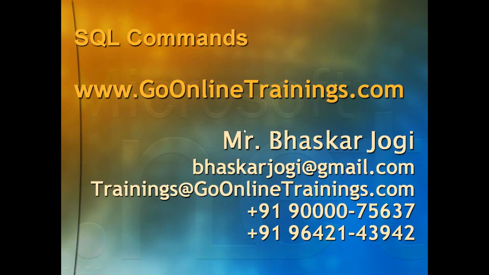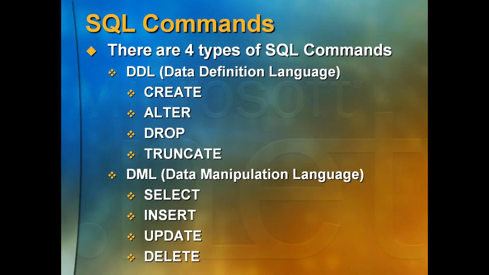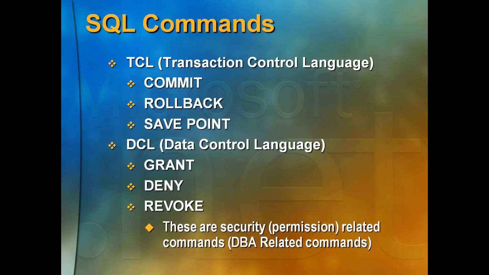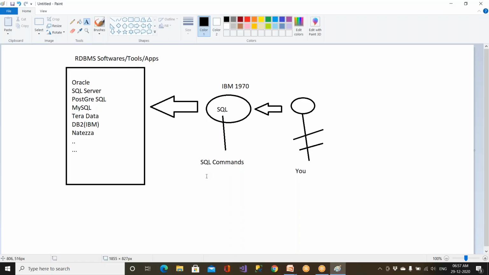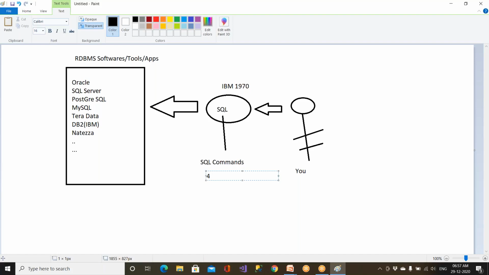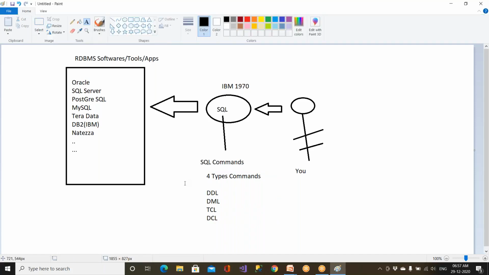So we are going to learn SQL commands from today. Clear? So what are the commands that we have? There are four types of commands in SQL. The first one is called DDL commands, DML commands, TCL and DCL. Clear? So there are four types of commands we have: DDL command, DML command, TCL command, and DCL command. These are the four commands that you should know.